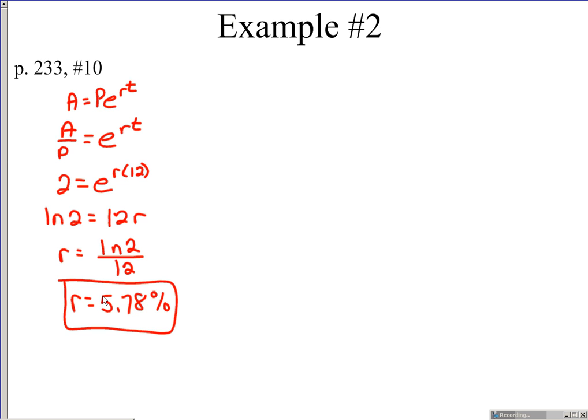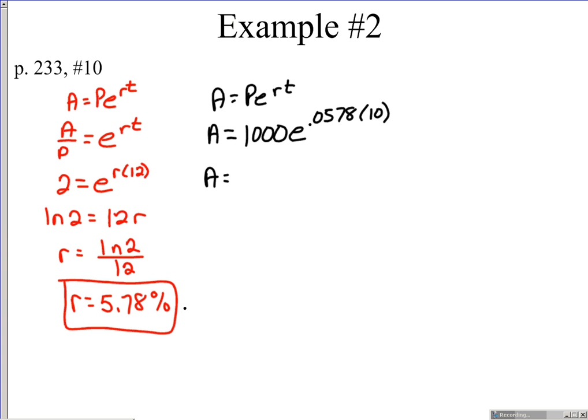Next, we need to find how much will be in this account after 10 years. So we're initially investing $1,000. So we go back to our original formula, plug in what we know. We're looking for A, the amount after 10 years. The principal amount we're told is $1,000 that we're invested. We now know our interest rate from down here. It's 0.0578, and we are looking for how much is in this account after 10 years.